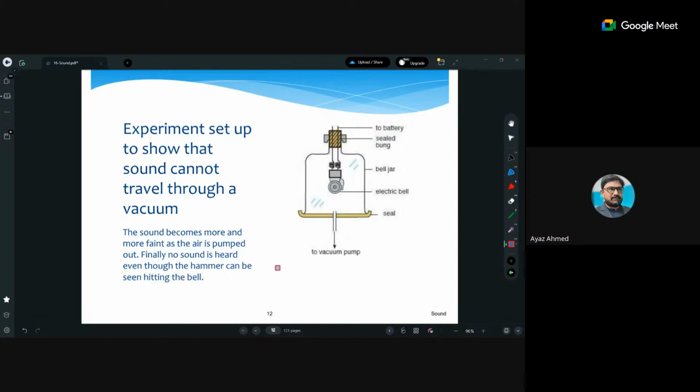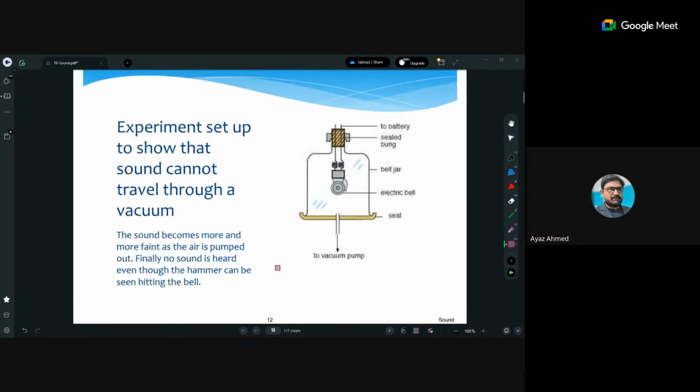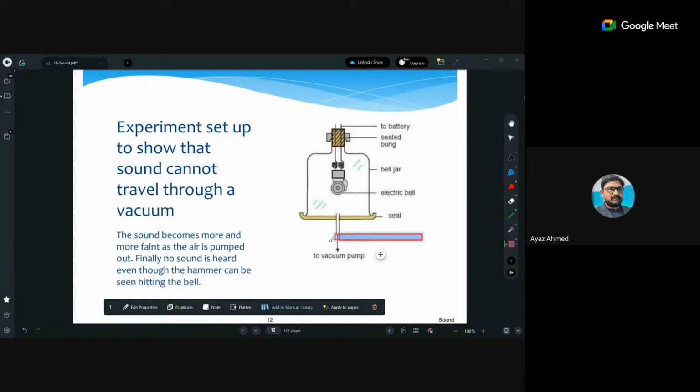We have a vacuum jar, actually called a bell jar. There is an electrical bell hanging inside the jar, and the jar is sealed from the top, so no air can come out of it. There is a vacuum pump, so we can evacuate the air through this.